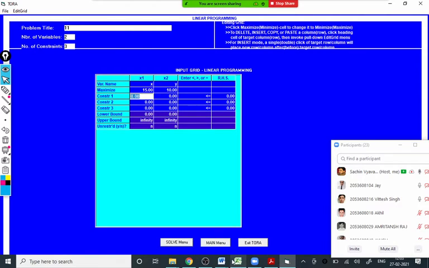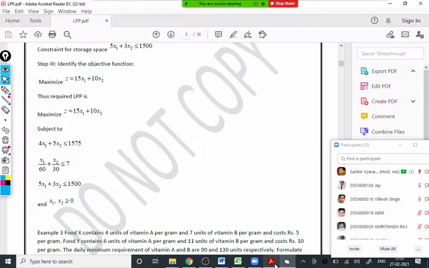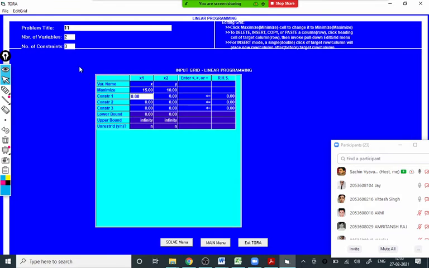Now constraint number 1, which we just saw: 4x plus 5y, coefficients 4 and 5, less than or equal to 1575. Okay. Constraint 2 now.